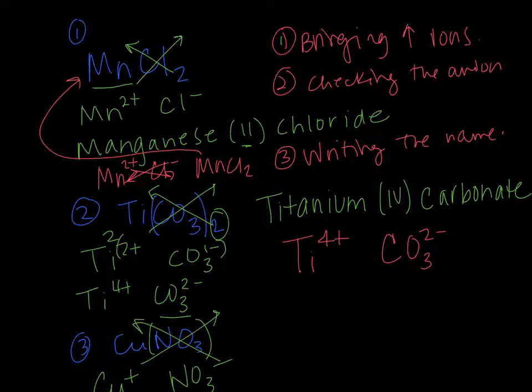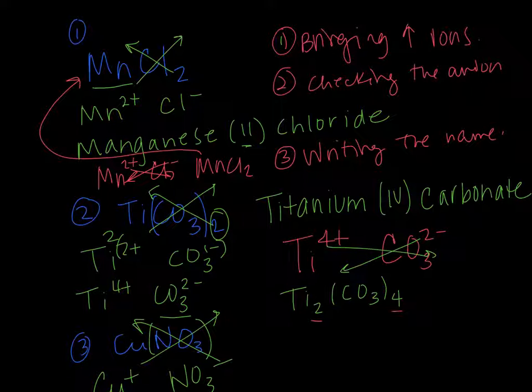And so now I have to crisscross the charges down, right? Because we're not naming it. When we name it, we bring them up. When we're writing the formula, we bring them down. So when I do that, I get Ti2, and then parentheses, CO3, 4. Since I have a 2 and a 4, I can simplify that to TiCO3, 2. And that's exactly what we started with. Okay?